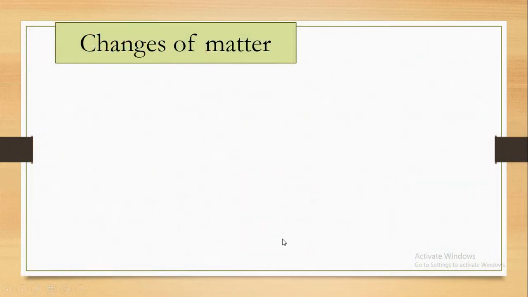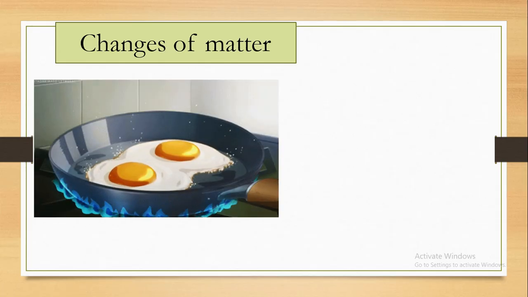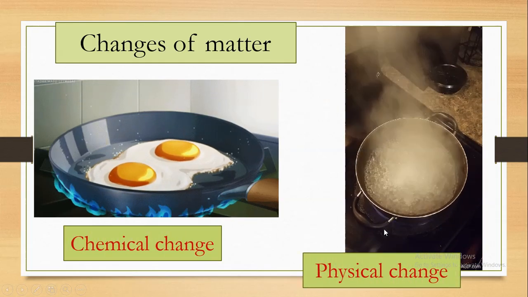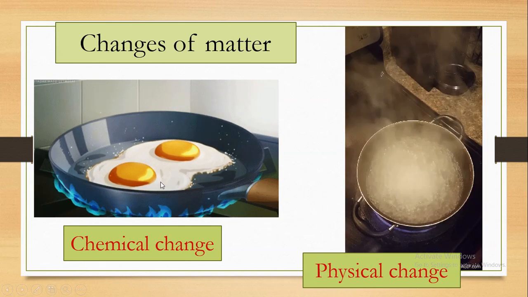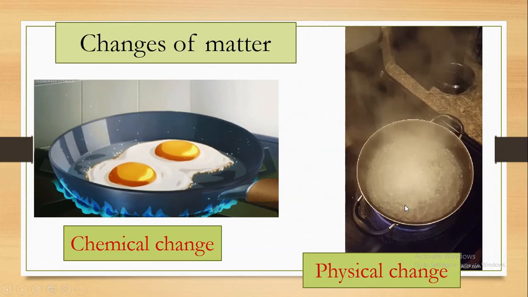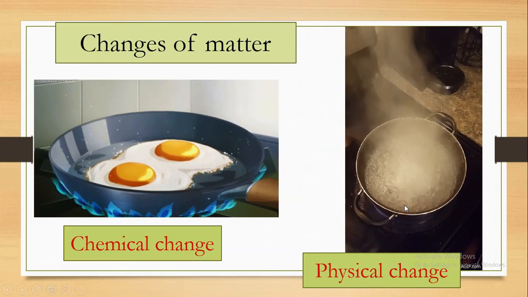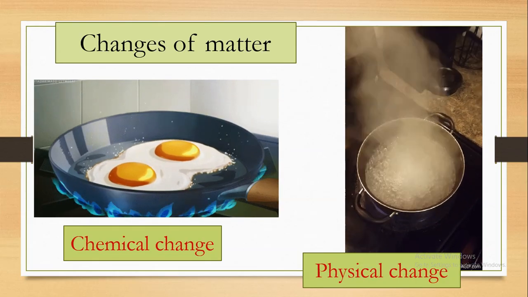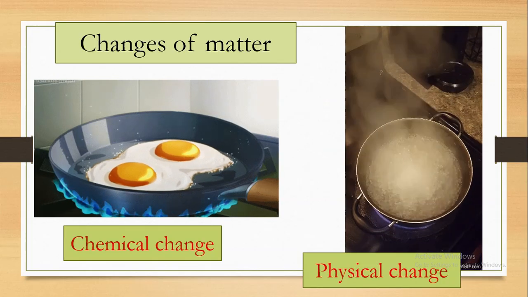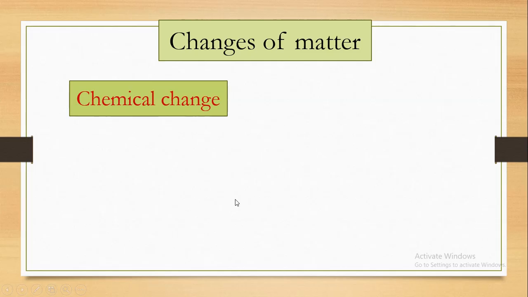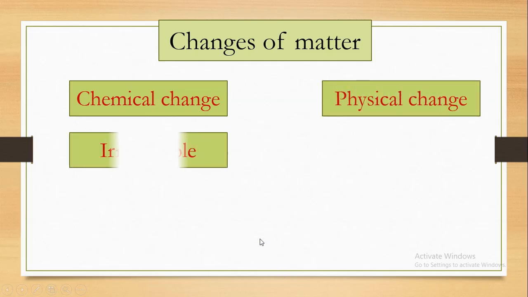So, to summarize what we've talked about, we have two kinds of changes of matter: chemical change and physical change. Chemical change like frying eggs, cooking in general, and physical change like boiling water. Boiling water, that's evaporating water, converting water from liquid to gas.